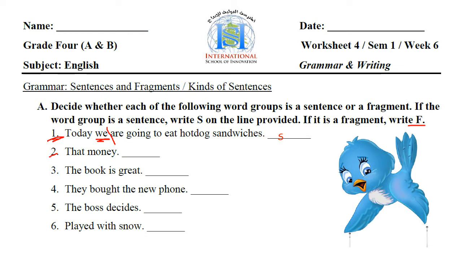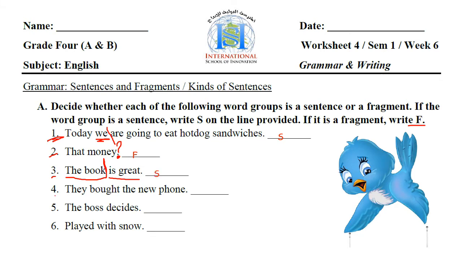Second one, the money. That money what? I don't know what's wrong with that money. There's a big question mark here because one part is missing, so this is a fragment. The book is great. Even though it's a small group of words, only four of them, this is actually a sentence. Why? Because the book is the naming part and I'm telling that it's great. I got the idea, it totally makes sense. Someone is saying that this book is great. So this one is definitely a sentence.